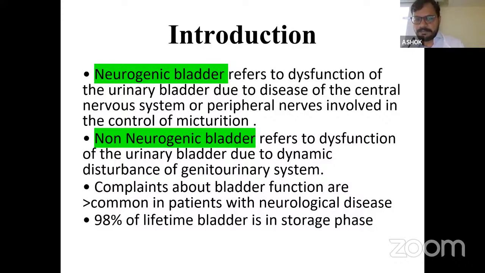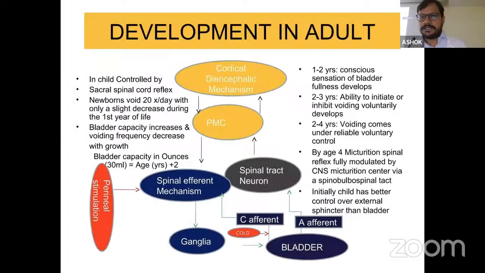98% of the lifetime, the bladder is in the storage phase. Development in children and adults. At 1 to 2 years, conscious sensation of bladder fullness develops. At 2 to 3 years, the ability to initiate or inhibit voiding voluntarily develops. At 2 to 4 years, voiding comes under reliable voluntary control. By the age of 4 years, the micturition spinal reflex is fully modulated by the CNS micturition center.